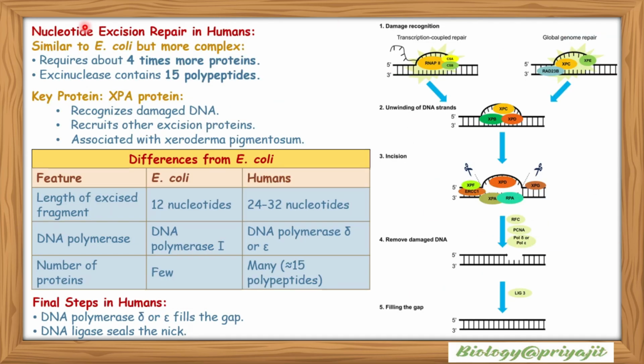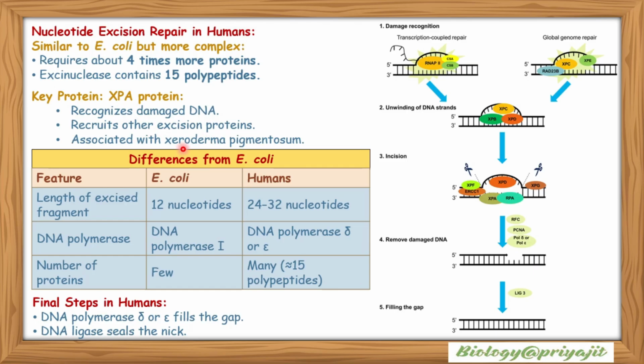Nucleotide excision repair in humans is similar to E. coli, but it is more complex. It requires about 4 times more proteins. Excision nuclease removes a fragment of 24 to 32 nucleotides. The key protein, XPA protein, recognizes damaged DNA and recruits other excision proteins.